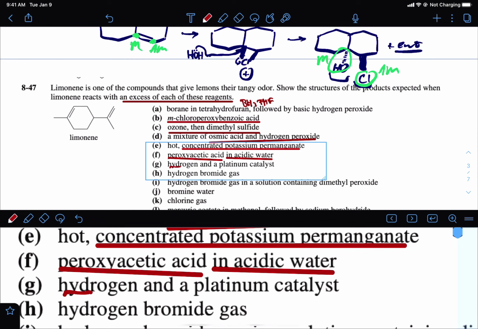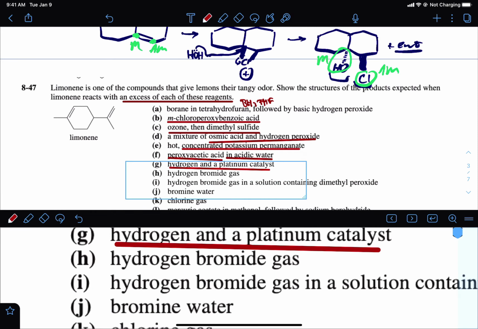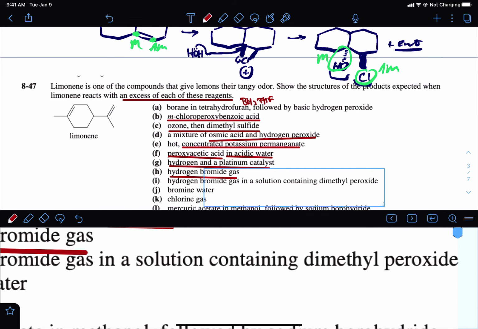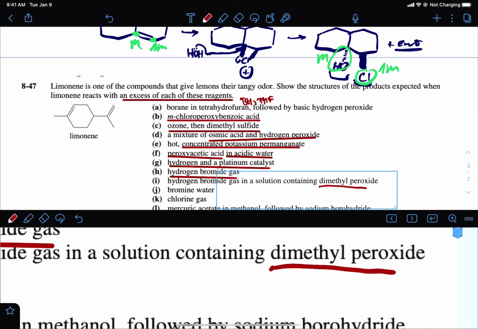Hydrogen with a platinum catalyst. Hydrogenation, where the H's add syn. Hydrogen bromide gas, HBr. That's Markovnikov addition of HBr. Okay. Hydrogen bromide gas in a solution containing peroxide. That was anti-Markovnikov HBr.